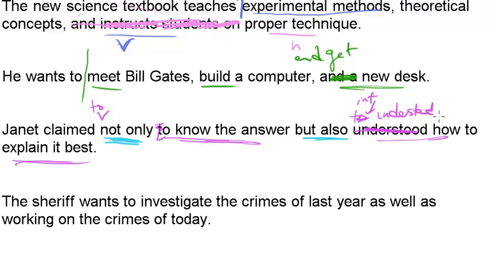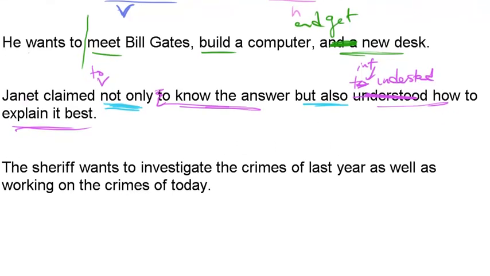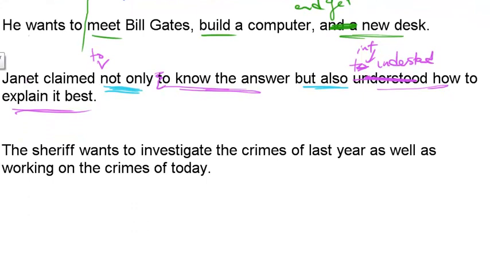The sheriff wants to investigate the crimes of last year as well as working on the crimes of today. All right, same thing here, right? We got, in this case, wants to, as well as our correlative conjunction, so we want to make sure the thing that comes before and after it is of the same form. So the sheriff wants to investigate the crimes of last year as well as what? Well, actually we can keep investigate. He wants to investigate the crimes of last year, as well as, well, let's get rid of this, the crimes of today. And now this is of the perfect form, right?